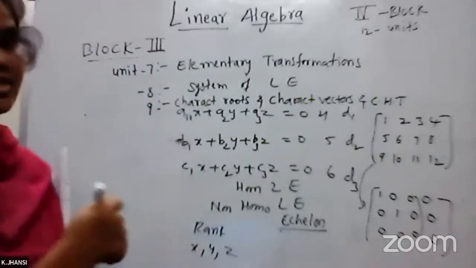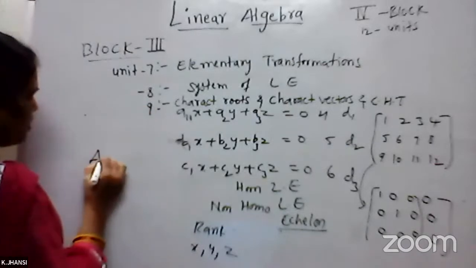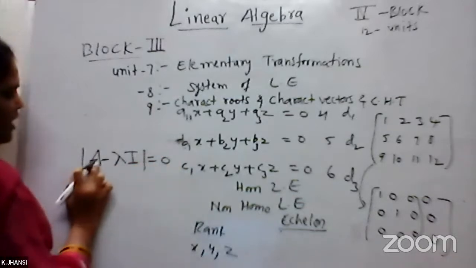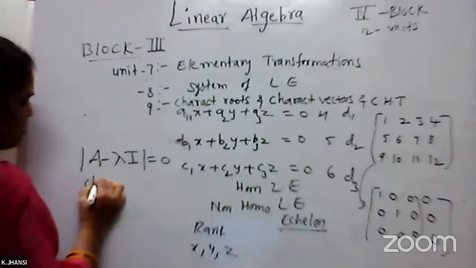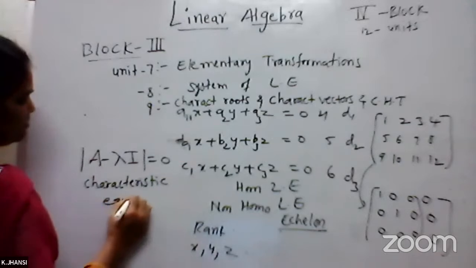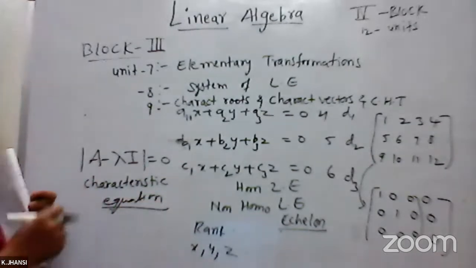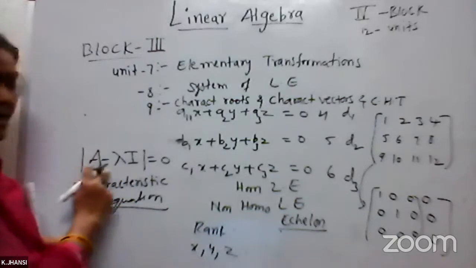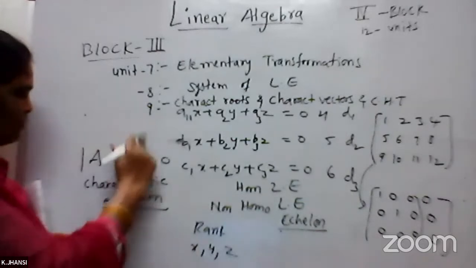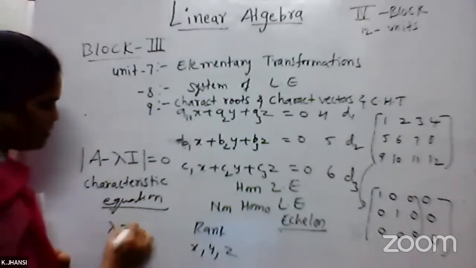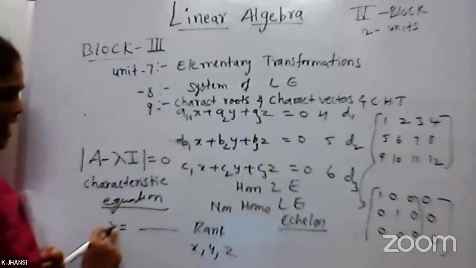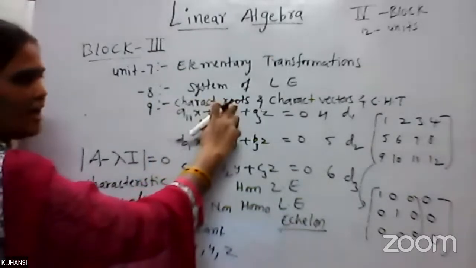Here, first thing is the characteristic equation, which will be in the form of determinant of A minus lambda I equals 0. It is called the characteristic equation. A is the given matrix here, I is the identity matrix. When you do the subtraction and find the determinant, you will get some lambda values. Whatever lambda values you are getting, those are called characteristic roots.